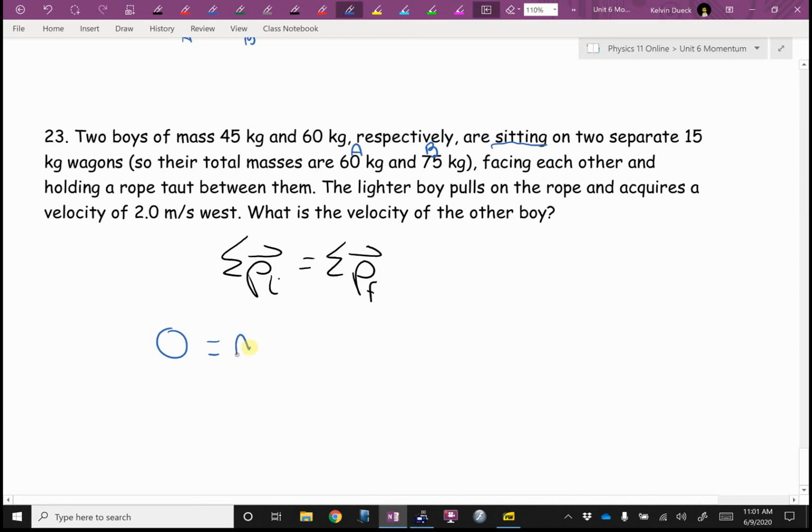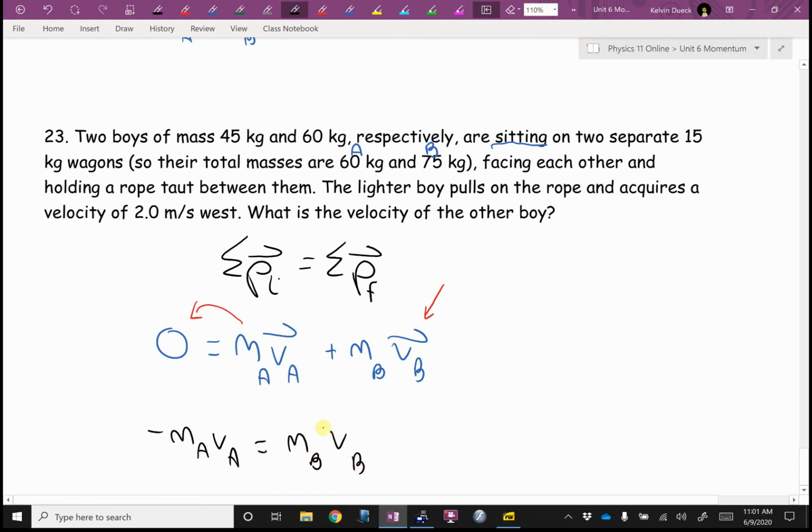Afterwards, I'm going to have mass A VA plus mass B VB. Afterwards, they're both moving. They want me to get the velocity of the other boy, which I called mass B. They want me to get this by itself. First, I'm going to move this over. I'll get negative mass A VA equals mass B VB.